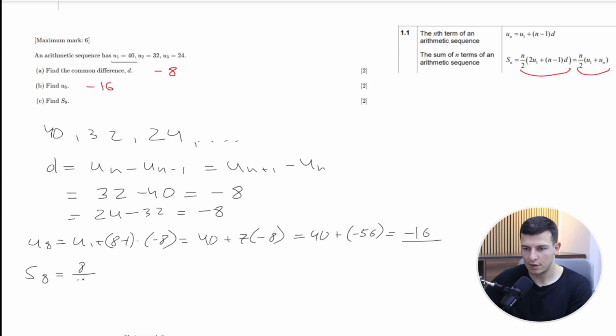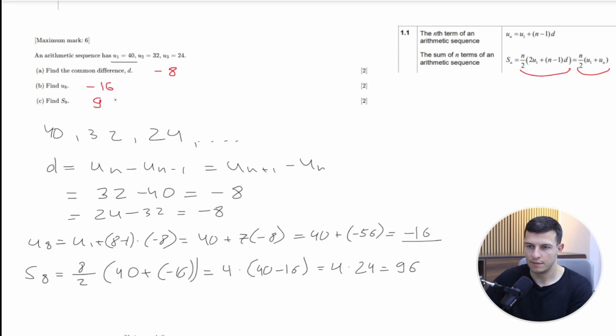n is 8, so 8 divided by 2, multiply U1, which is 40, plus Un, which in this case is U8, negative 16. Close the bracket. 8 divided by 2 is 4. 4 times 40 minus 16, right? A little bit of algebra here. 4 multiply 24, if I'm not mistaken, and that's going to be equal to 96.